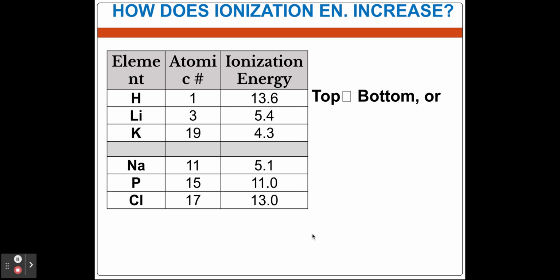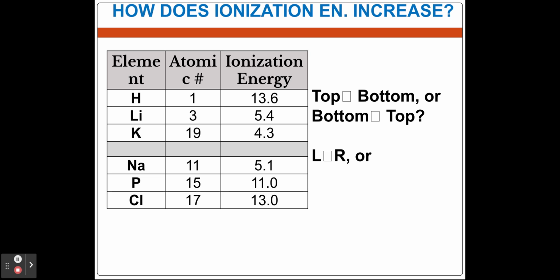So the question then is, how does ionization energy increase? Here, if we're going down a group, the ionization energy is decreasing. So that means it's increasing going up the group, and we can see that from the numbers here. So that means from top to bottom, the ionization energy is decreasing, but it's increasing going up the group from bottom to top.